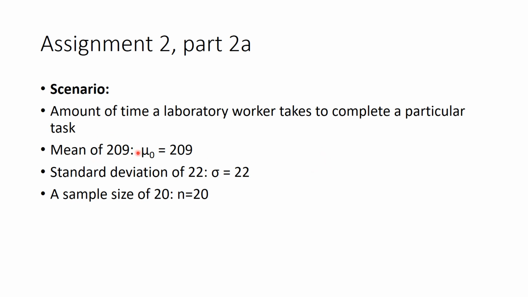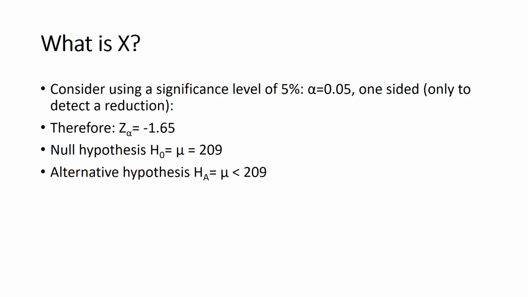The mean of our population will be 209 seconds and with a standard deviation of 22 and a sample size of 20. So what is our X bar here? The question is asking that consider using a significance level of 5%. So our alpha will be 0.05. It's only a one-sided alpha. It's asking to detect only a reduction.